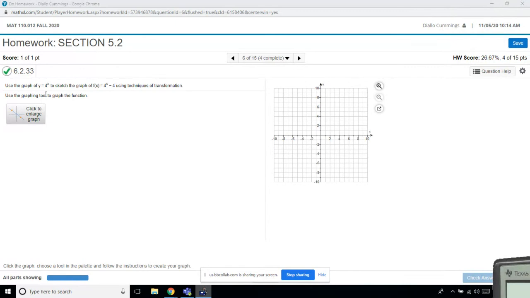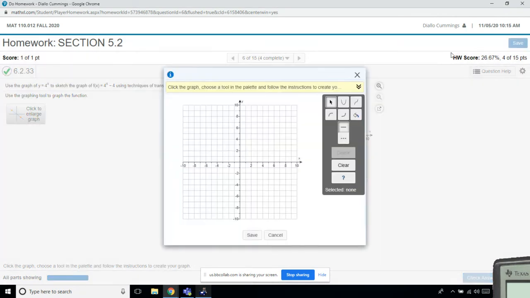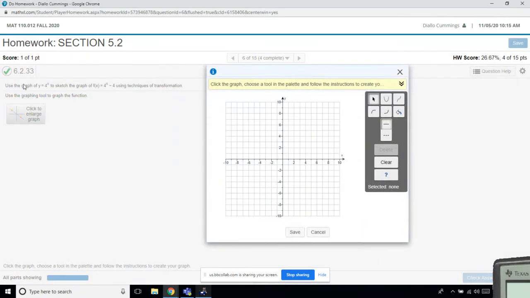Of y is equal to 4 raised to the x. To sketch the graph, f of x is equal to 4 raised to the power of x minus 4 using the techniques of transformations. All right, so I'm going to click on the graph. So now the way we graph is a little bit unusual than the previous graphs. Notice from my math palette, I have the quadratic tool if you're graphing a quadratic equation. You have the cube tool if you're graphing a cubic equation.